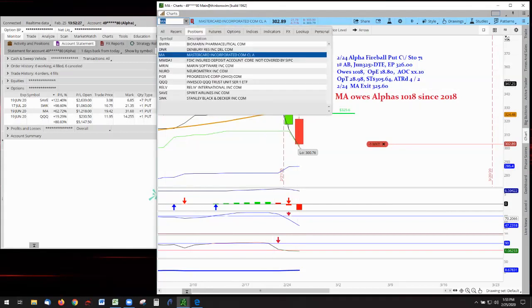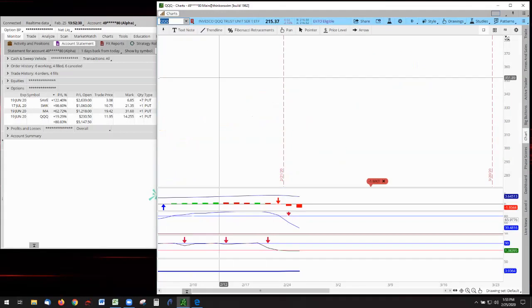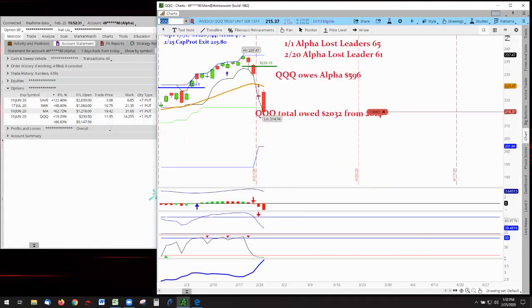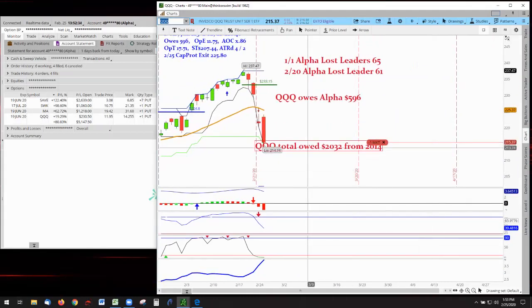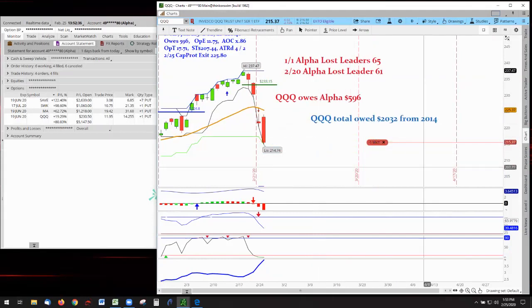Now let's go to our last position with the QQQs. And the QQQs. Now look at this. They owed us $2,032 from 2014. Yes, people. Money is good. It doesn't matter what year. If you find a 1901 paper dollar, keep it. That baby's going to be worth some money.